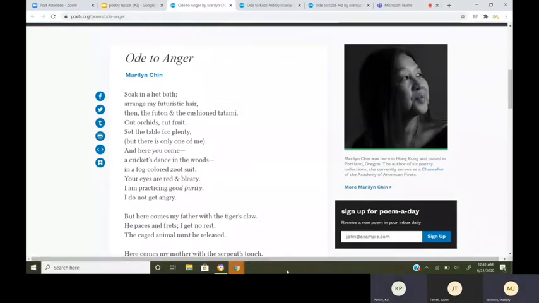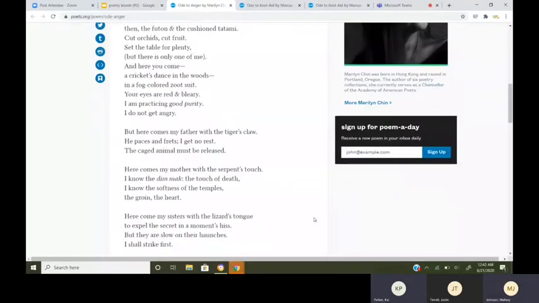Soak in a hot bath, arrange my futuristic hair, then the futon and the cushioned tatami. Cut orchids, cut fruit. Set the table for plenty, but there's only one of me. And here you come, a cricket's dance in the woods, in a fog-colored zoot suit. Your eyes are red and bleary. I am practicing good purity. I do not get angry. But here comes my father with the tiger's claws. He paces and frets. I get no rest. The caged animal must be released.